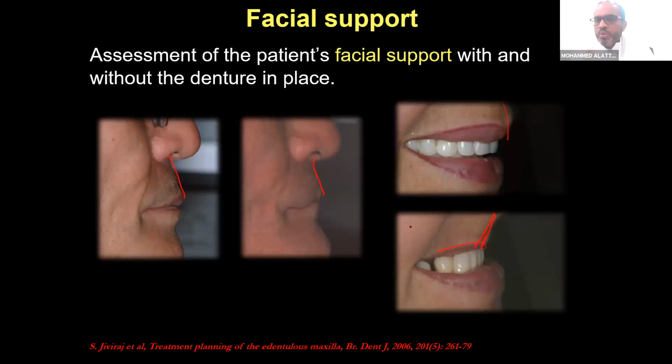This point also will give you an approach for this patient to make a decision for a fixed or removable prosthesis. And also, if you can see this one, when the patient uses the denture, it looks like the patient has good bone foundations, but all the facial shape that she has comes from the denture that she has.